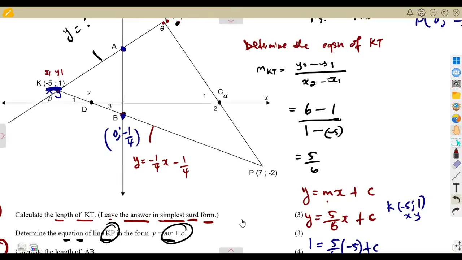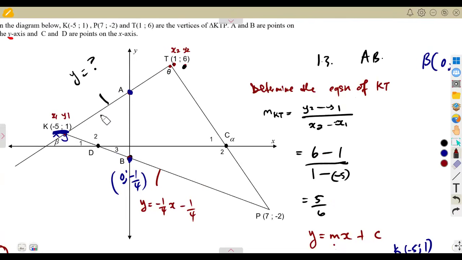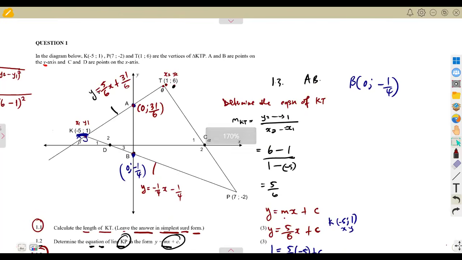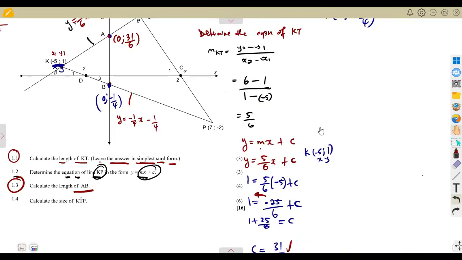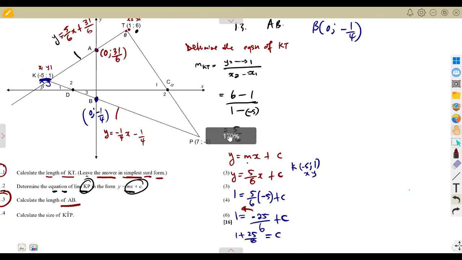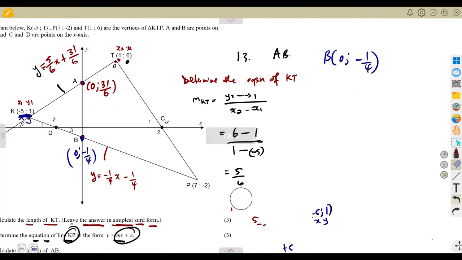Along the line that we are given, remember I said A is the y-intercept of this line, whose equation we have now calculated: 5 over 6 x plus 31 over 6. So with this y-intercept, 31 over 6, when x is equal to 0, we have the point A, which is (0, 31 over 6). So you need the equation of this line, and after having it, you find the y-intercept when x is equal to 0.